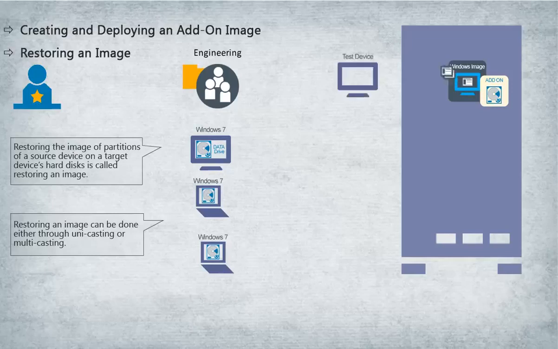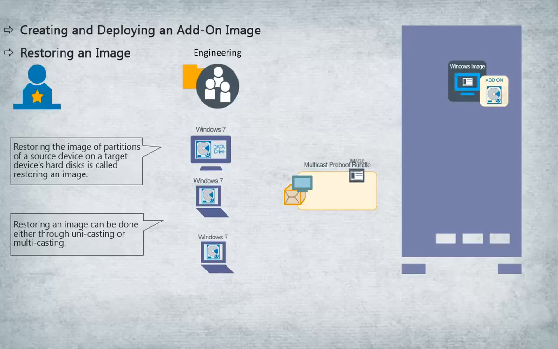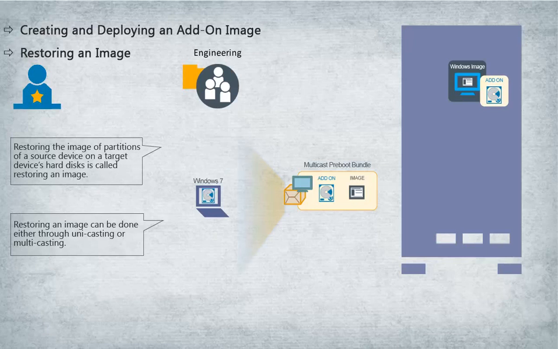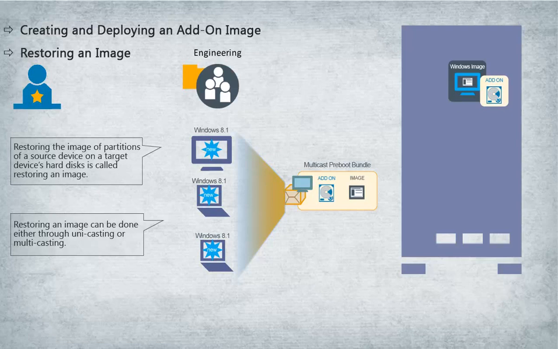To verify the master image on a test device, David uses the ZENworks Unicast imaging option. To image the engineering team's multiple devices in less time, David wants to use the Multicast Preboot bundle. To do this, David assigns the add-on image as a preboot bundle on the engineering team's devices. When he deploys the verified master image to the devices, the add-on image is also applied.